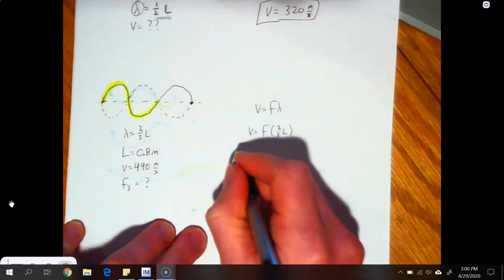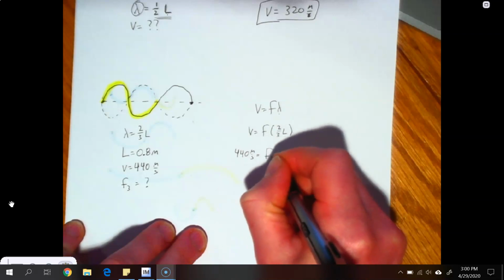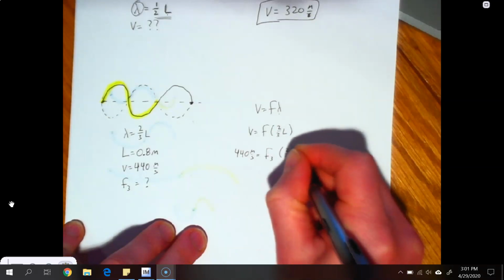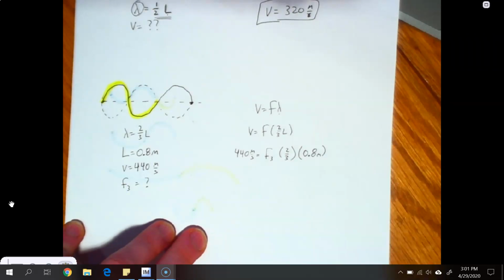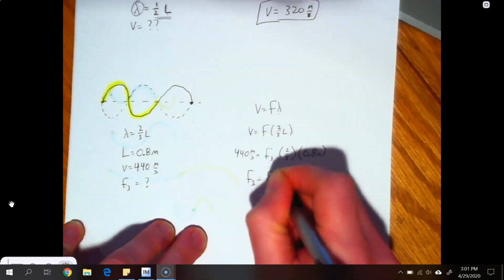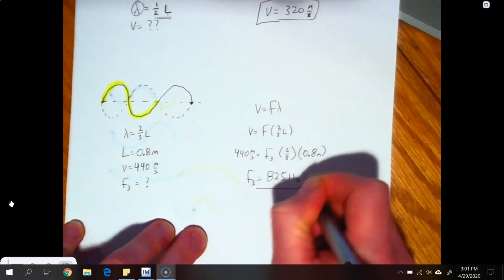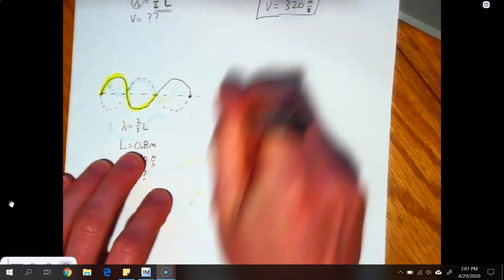And at this point I have V, and I'm looking for F3. I still got my 2/3, and I know the length of the string. So why don't you pause the video, take a second, and do this calculation. Okay, hopefully you were able to get 825 hertz.